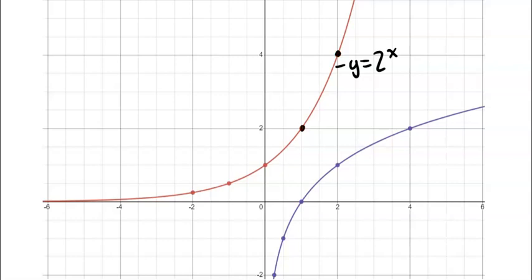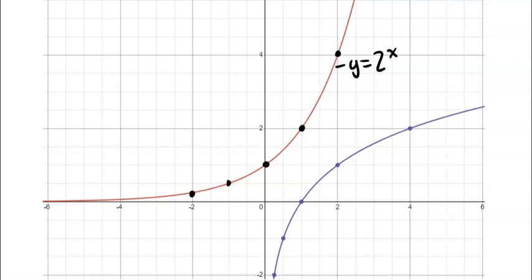If we put in 1, 2 to the power of 1 is 2. 2 to the power of 0 is 1. Anything to the power of 0 is 1. 2 to the power of negative 1 is 1 over 2 to the power of 1, which gives me a half. And then 2 to the power of negative 2 is 1 over 2 to the power of 2, which is 1/4. So that's something we're very familiar with.